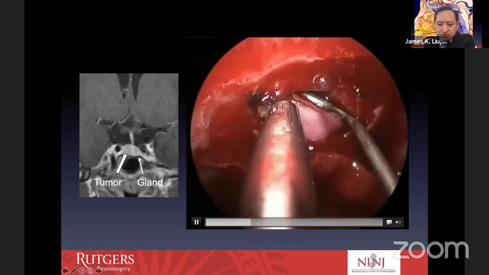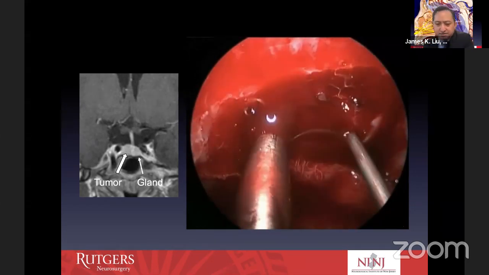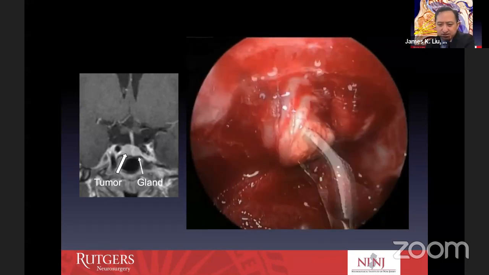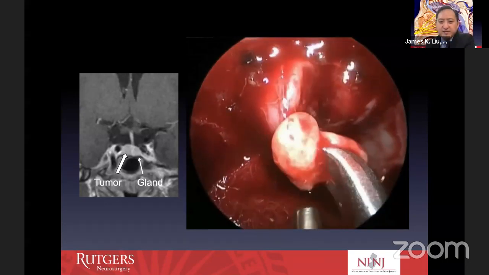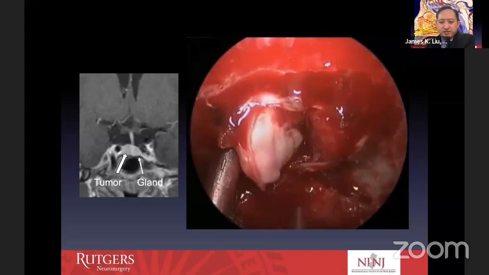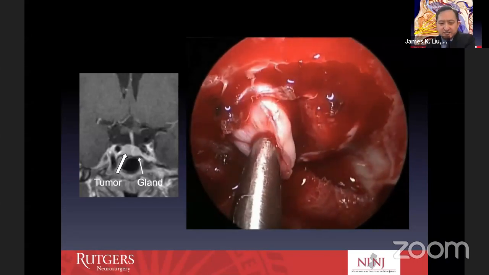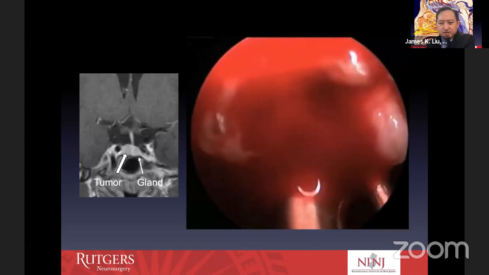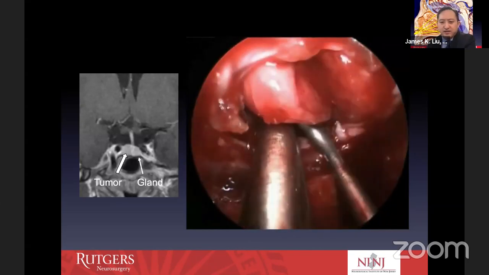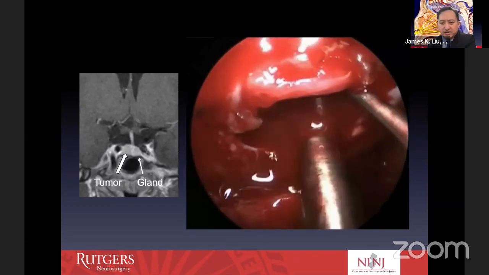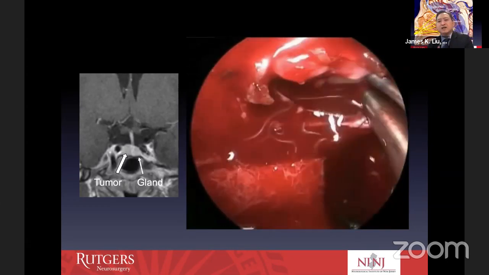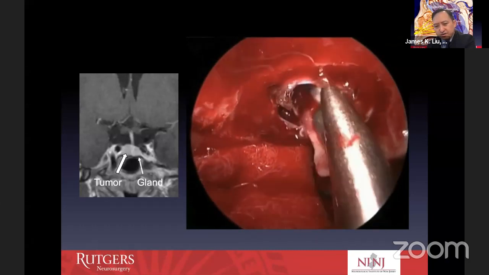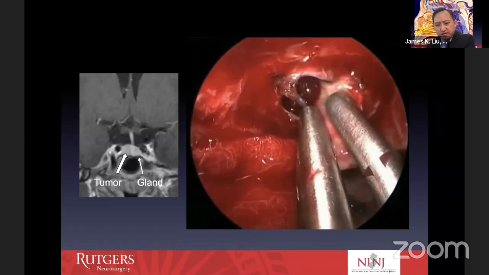I try to use the pseudocapsular dissection technique that was described and popularized by Professor Oldfield. And sometimes the tumor doesn't always come out in one piece. As in this case, I had to debulk it because sometimes there's not enough room to come all the way around. So if you do it in piecemeal fashion, as long as you maintain a good surface area of the pseudocapsule, you can still come around the tumor carefully.